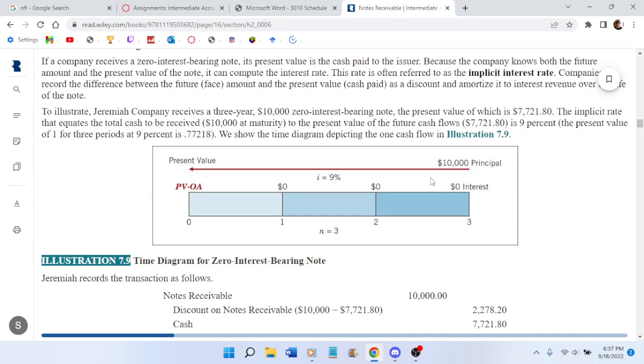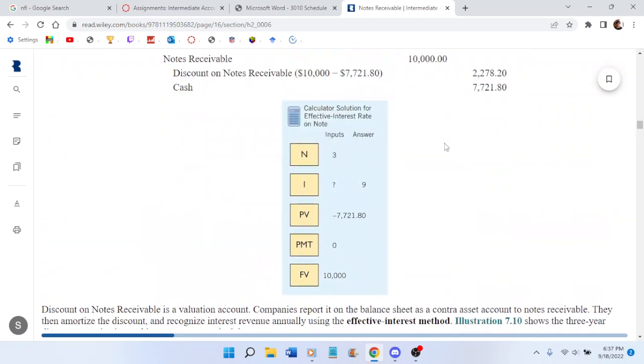So, the way they got that was, there's 3 years. We don't know the interest. They gave us the present value, apparently, so then future value is that. Okay, funny.